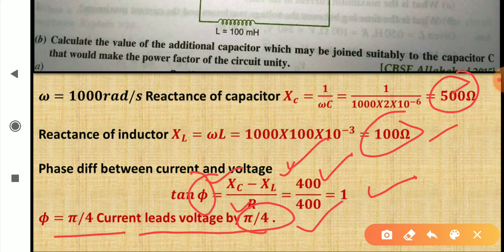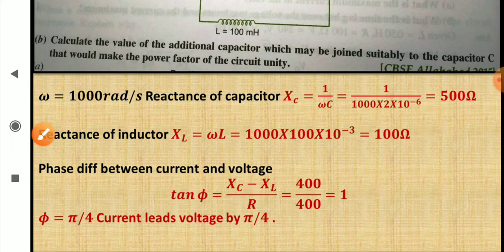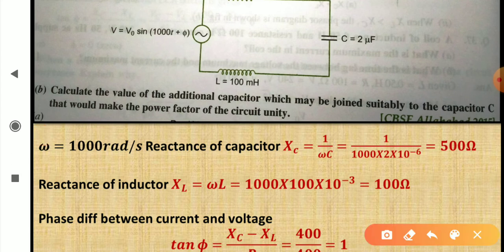You see that XC is more. XC being more means the reactive voltage across the capacitance is lagging behind. That means here the current is leading and voltage is lagging by pi by 4. And now let us move on to the second part. Now, very important.